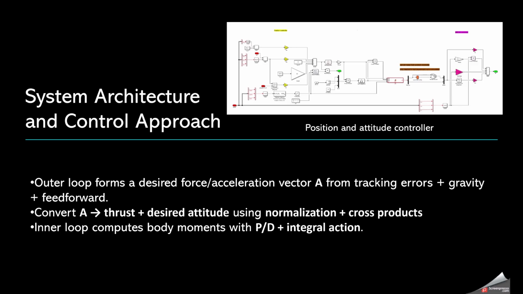The controller uses a two loop geometric structure. The outer loop forms a desired force or acceleration vector A from tracking errors, gravity, and feed forward. Then A maps to thrust and a desired attitude using normalized vectors and cross products. The inner loop tracks the attitude and outputs body moments using P and D terms plus integral action.